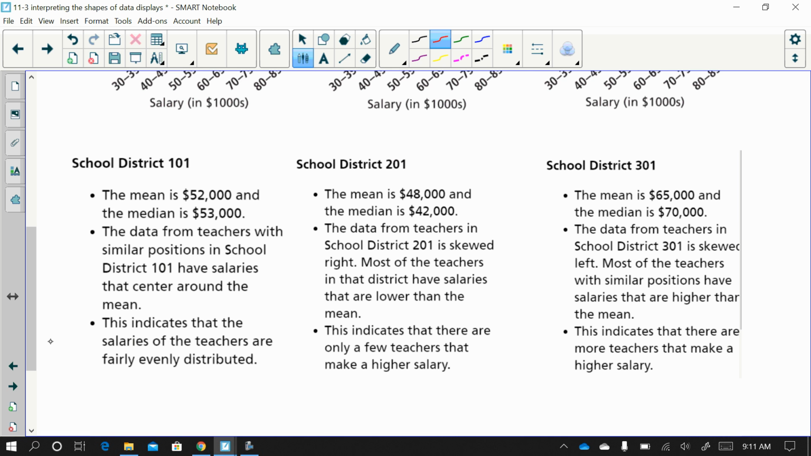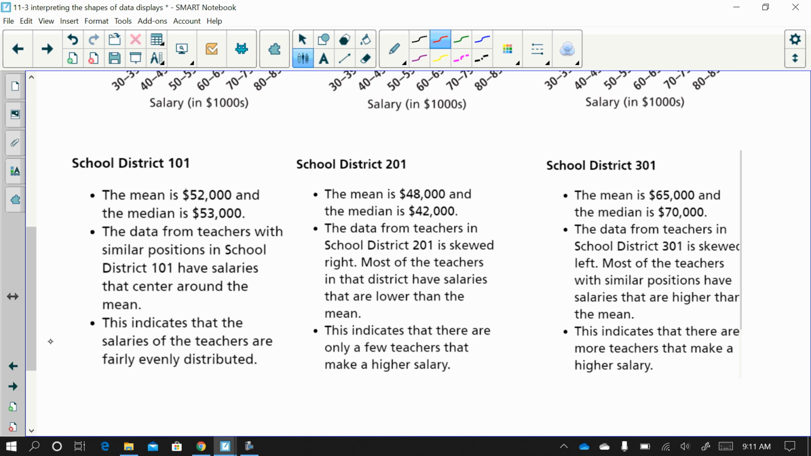School district 101, they tell us that the mean is 52,000 and the median is 53,000. School district 201, our mean is 48,000, the median is 42. School district 301, our mean is 65 and the median is 70. Based on just that, I don't like the look of school district 201. I want to be where the money is.